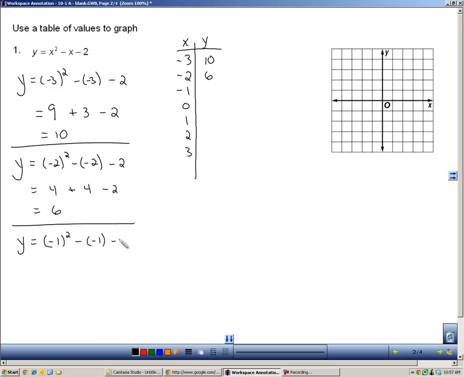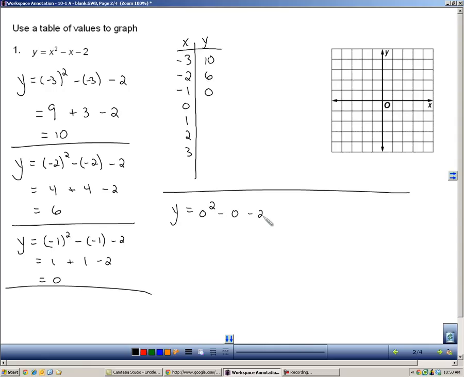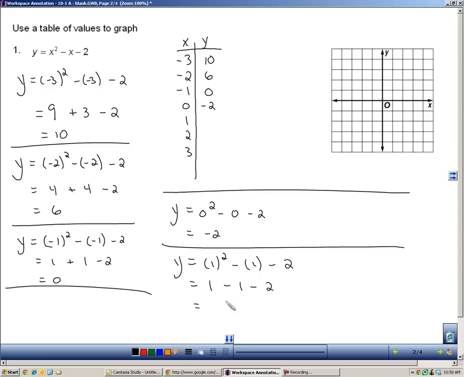Plug in a -1. -1 squared is 1. Minus a negative is a plus. So this is going to be a 0. Then we'll plug in 0. 0 squared minus 0 minus 2. That's a -2. Then we'll plug in a 1. 1 squared is 1. 1 minus 1 minus 2. 1 minus 1 is 0. Minus 2 is -2. Now it's here I want you to stop.